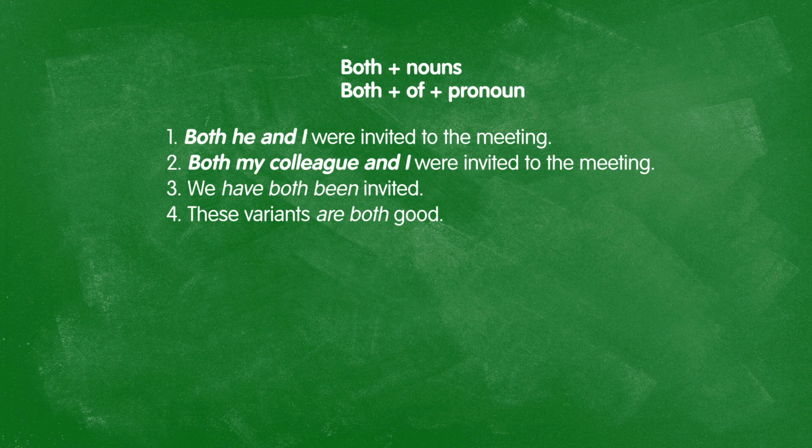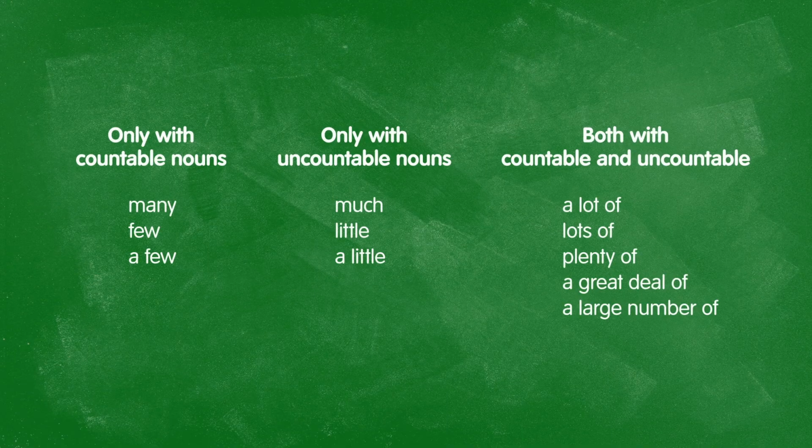In a few more examples, I can say, we have both been invited, or these variants are both good. In this case, I'm just saying that they both share the same state. The two of them together are the same. They are good, or they are bad, or they have been invited. But they both, the two of them, have the same conditions.